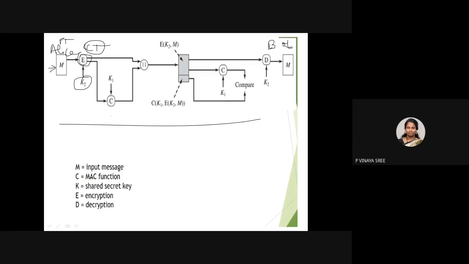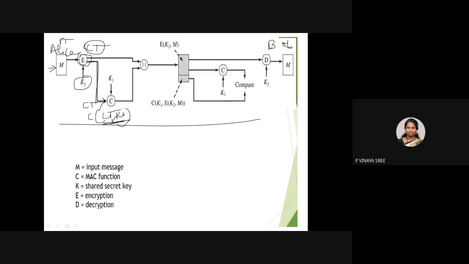So for the MAC, are you giving plain text as input, or are you giving ciphertext as input for the MAC? Is it ciphertext or plain text? It is already given here, no? Ciphertext, ma'am. Okay, so we are passing one as ciphertext and the other one is K1.